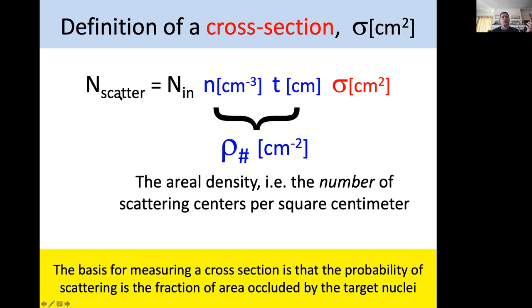So the number of particles which get scattered out of the beam, removed from the beam, is the number n times the volumetric number density times the thickness. This gives an areal density per square centimeter, and the physics quantity is in centimeters squared. The product of these, of course, is a pure number and is a very small fraction in a well-designed experiment where the target is thin.